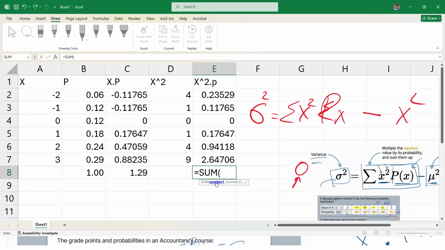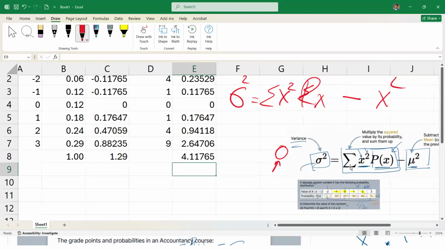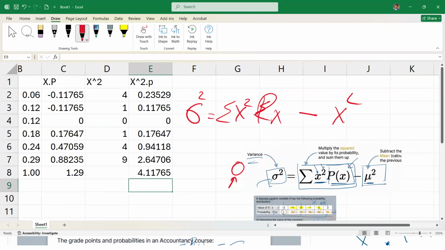This is 4.1778. So we get this value. We have obtained this part, right? This part equal 4.11765. Then we already calculated x bar. We know x bar, so that is 1.29. This part is 1.29, and we have to take the square of this. Then let's see. Let's work continuously.